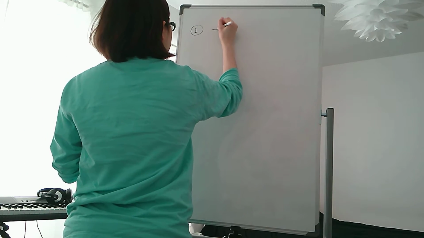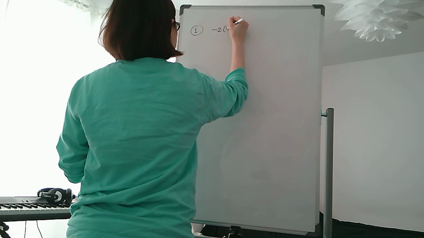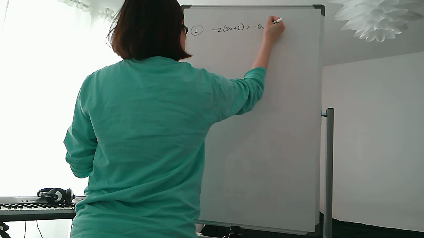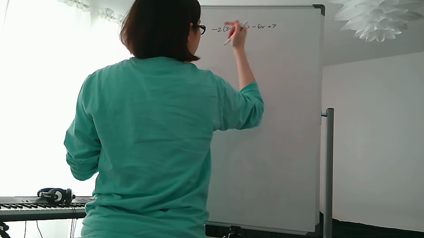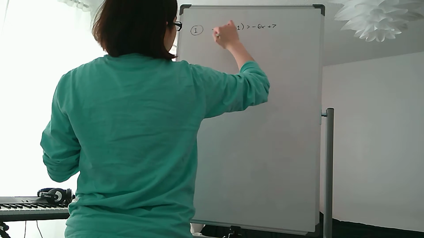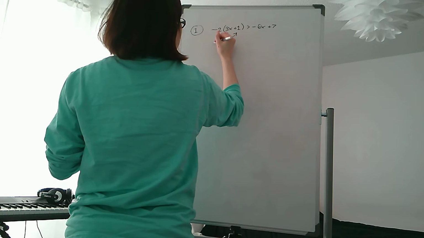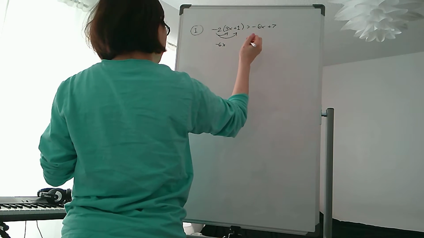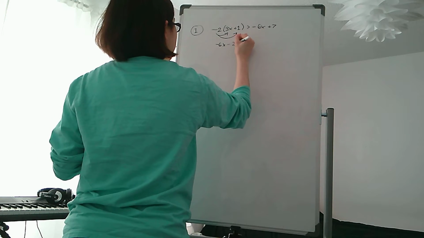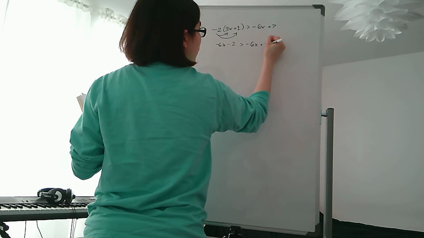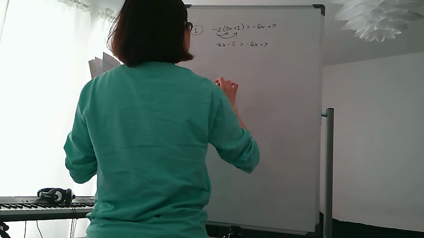Negative 2 times 3x plus 1 is greater than negative 6x plus 7, okay? First, we're going to use the distributive property. Just multiply this out. Negative 2 times 3x is negative 6x. Negative 2 times positive 1 is negative 2. And then we still have the negative 6x plus 7 on the right side of the inequality symbol.